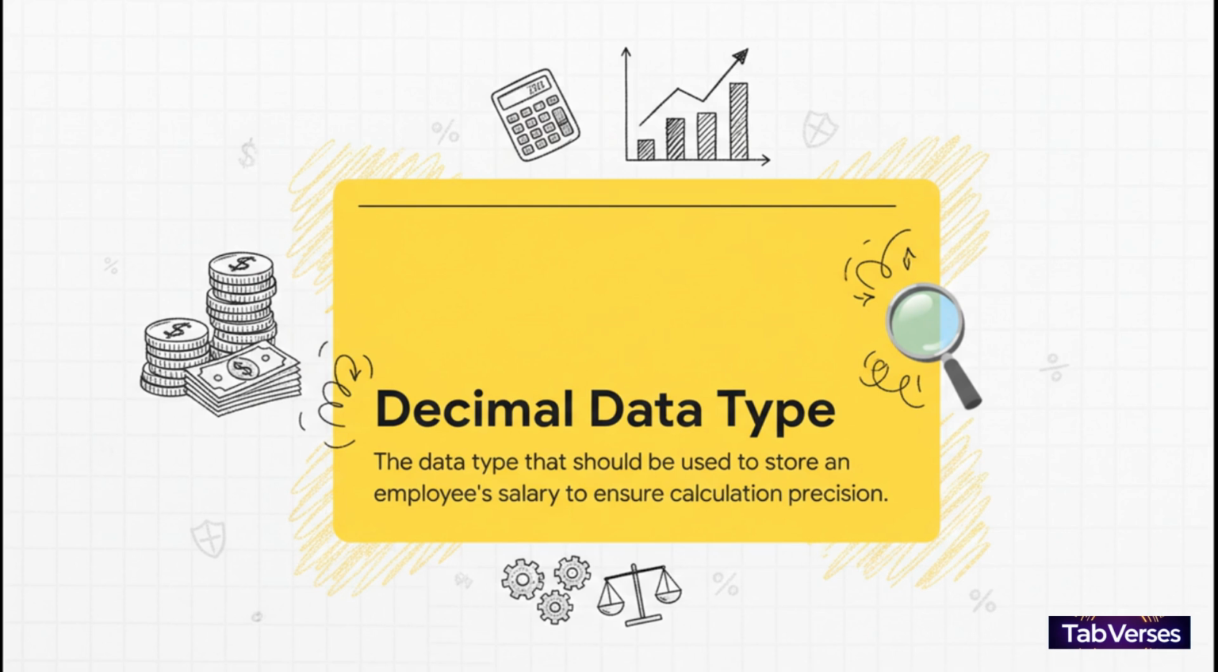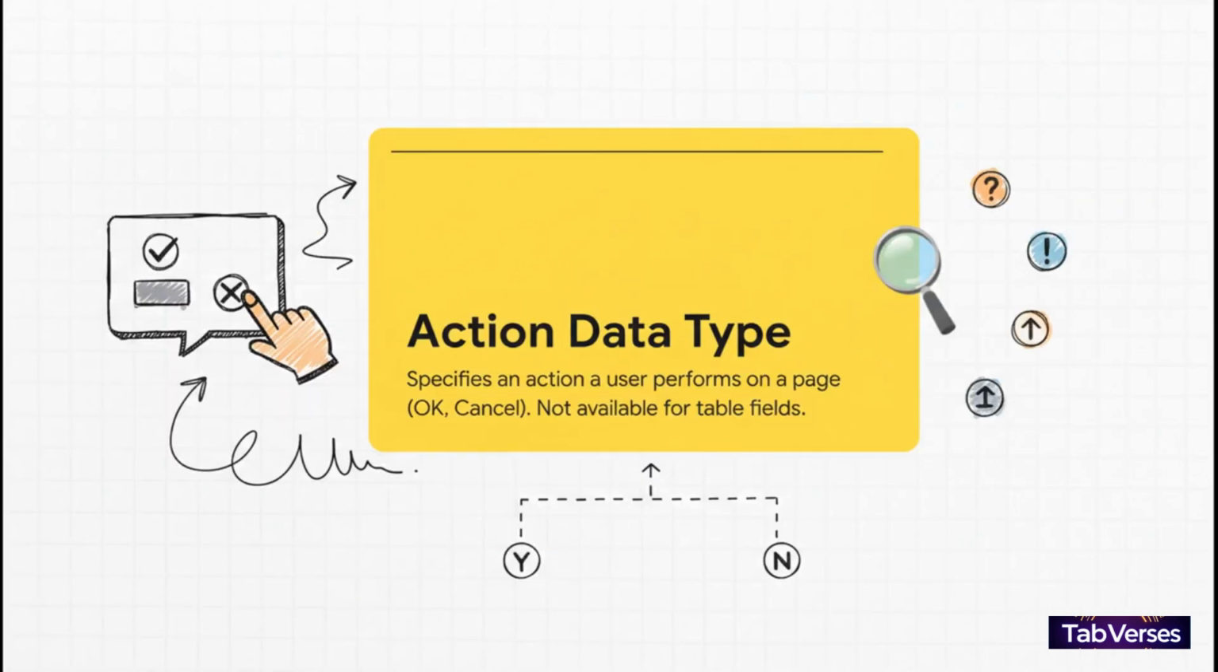Now, the action type is a bit of a unique one. It's not for storing business data in a table at all. Instead, what it does is it captures the results of what a user does on the screen.